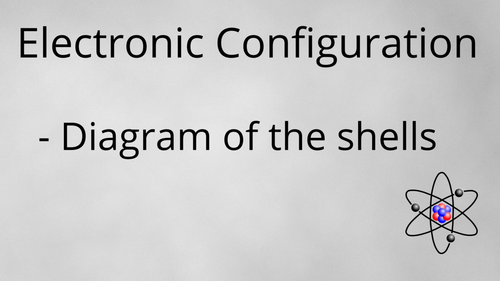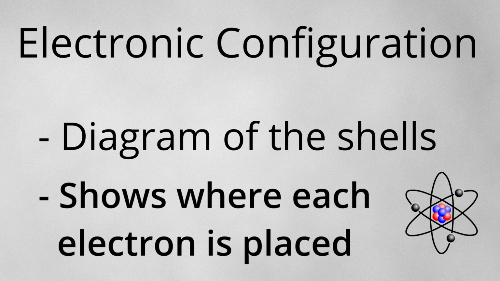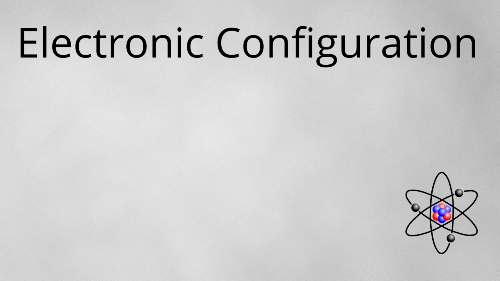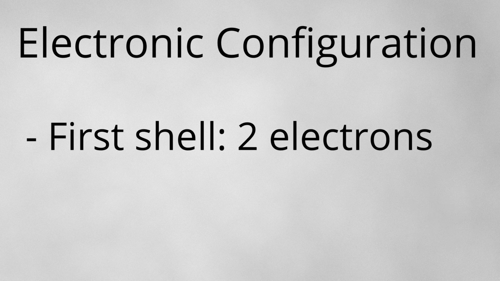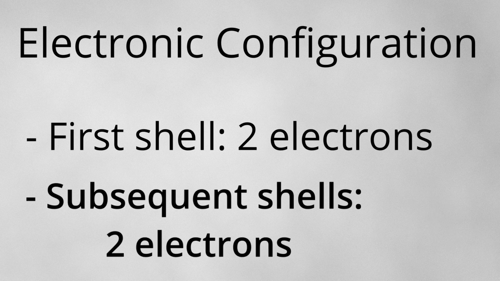Now we can move on to electronic configurations. An electronic configuration is a diagram of the shells in an atom, and it shows you where each electron is placed. At this level, you just need to know that the first shell can hold a maximum of 2 electrons, and all subsequent shells can hold 8 electrons. You only need to know the first 20 elements at this stage.